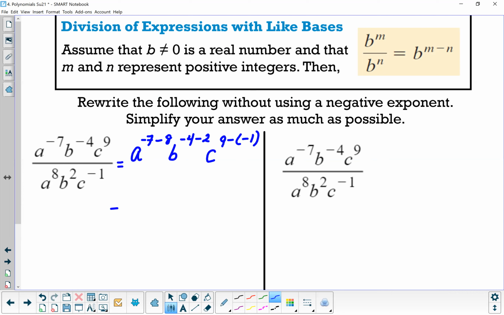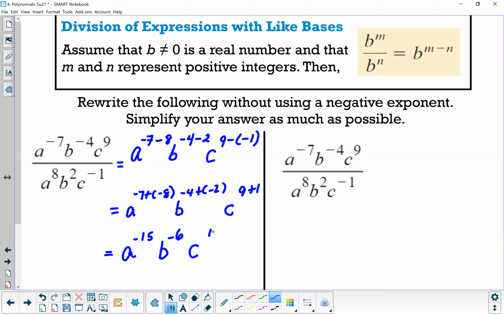Okay, so this simplifies to, right? If I use my keep change switch, I would have a to the negative 7 plus negative 8, b to the negative 4 plus negative 2, and then c to the 9 plus 1. All right, so that simplifies to a to the negative 15, b to the negative 6, and then c to the 10th.